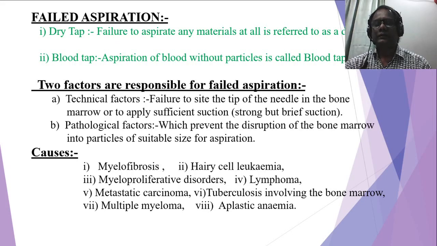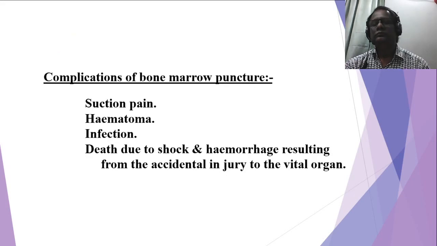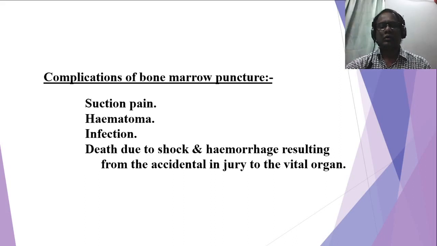Pathological causes are myelofibrosis, hairy cell leukemia, myeloproliferative disorder, lymphoma, metastatic carcinoma, tuberculosis, multiple myeloma, aplastic anemia. Complications of bone marrow puncture: pain, hematoma, infection, death due to shock and hemorrhage.